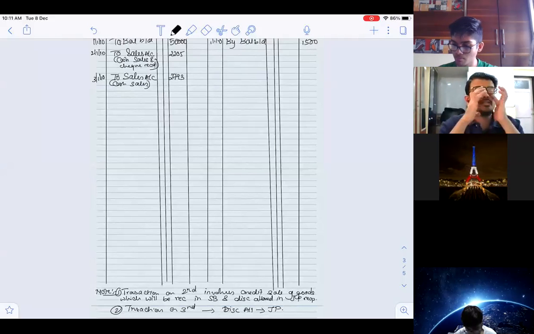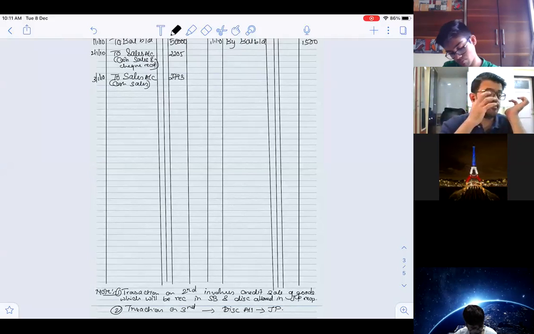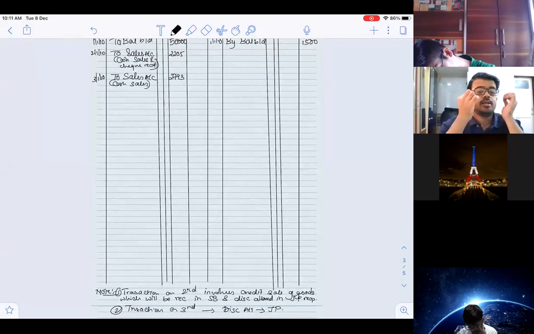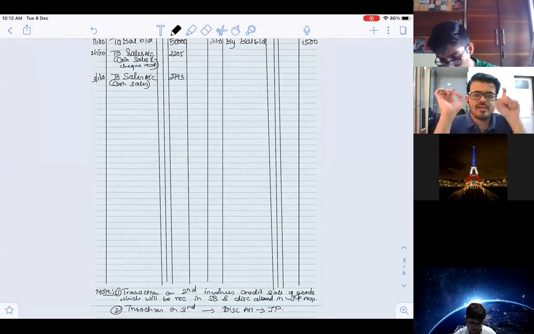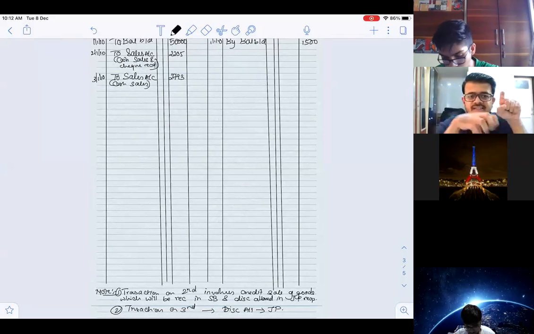Endorsed to Vasant, the check received from Vishal in full settlement of 2000. This is exactly similar to the one which you did in the previous sum just now. देखो, विशाल से कितने का चेक मिला था अपने को?